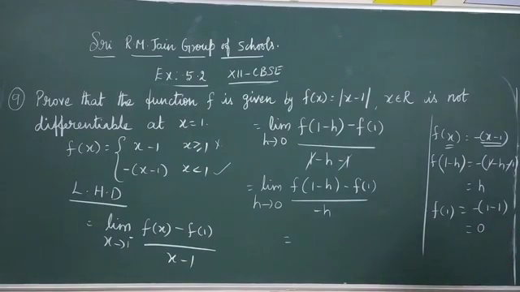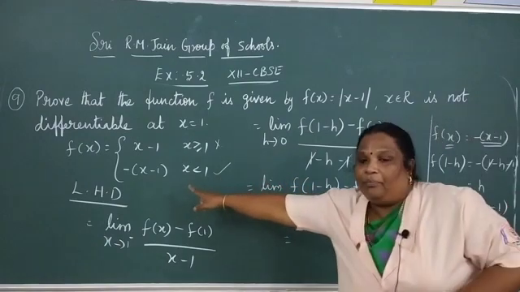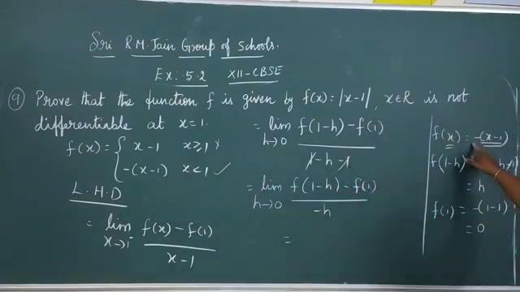Once again I repeat, f of 1 minus h. I am discussing the value of the left hand derivative, so I have taken minus of x minus 1. My f of x is minus of x minus 1. What is the x place here? 1 minus h. So I replace x by 1 minus h minus 1, so plus 1 minus 1 get cancelled. What is the answer I am getting here? Minus of minus h. Minus into minus becomes plus. I am getting the value h.